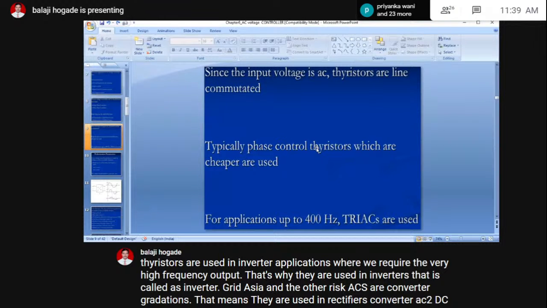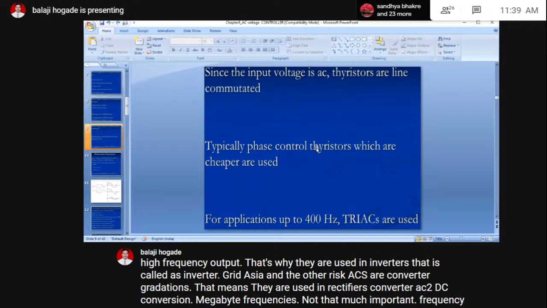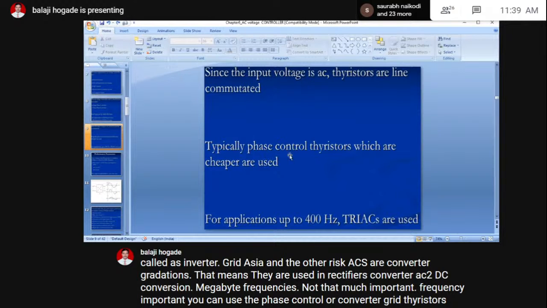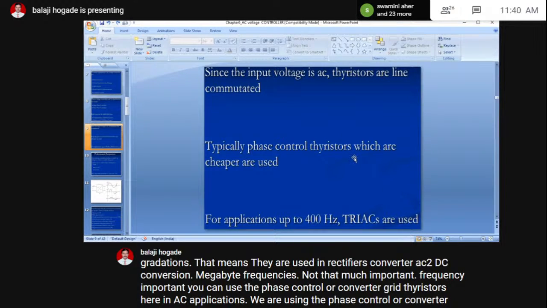जहाँ पे frequency important नहीं है वहाँ पे you can use the phase control or converter grade thyristors. So here in AC applications we are using the phase control or converter grade SCRs which are cheaper.